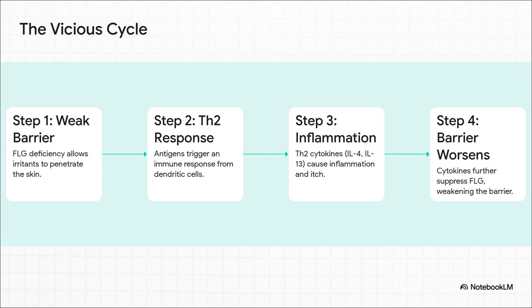And this is where you can see how it all locks together in this vicious cycle. It's brilliant in a terrible way. So, step 1, your barrier is weak, maybe from that FLG deficiency. Irritants get in. Step 2, this triggers that Th2 response. Then, and here's the kicker, those Th2 cytokines, IL-4 and IL-13, not only cause the rash and itch, but they actually feed back and tell the skin to make even less filaggrin. So the barrier gets even weaker, and around we go.